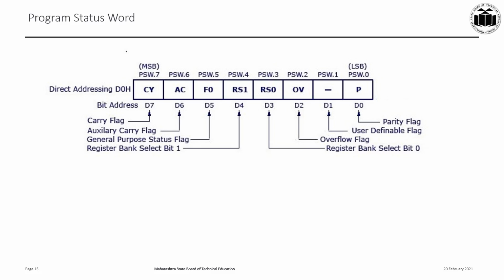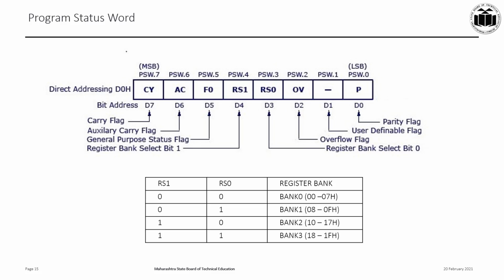So when RS1, RS0 is 00, bank 0 will be selected. When RS1 and RS0 are 01, bank 1 will be selected. When RS1 and RS0 are 10, bank 2 will be selected. And when both are 11, bank 3 will be selected.